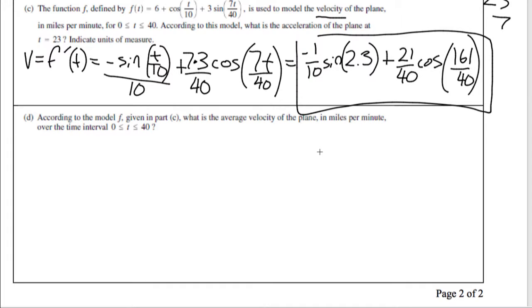All right. And then D, according to the model, what is the average velocity? Oh, okay. So now I'm using this word average. Average means what is going to be changing. What do I add? You added 23? But it's saying to... That's given in part C. Or is it just 0?